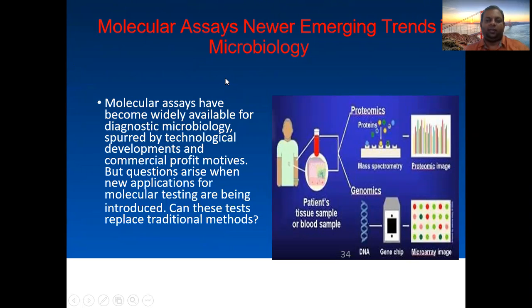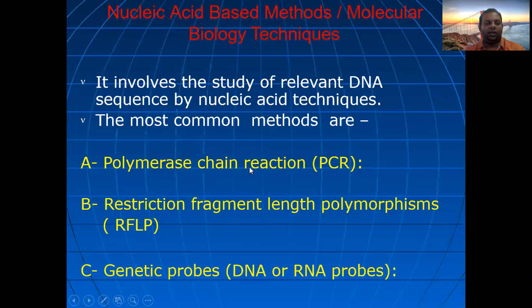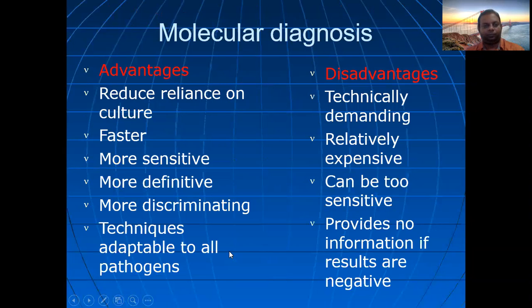About the molecular assays, there are again different molecular assays. It goes with DNA or RNA detection. But nowadays proteomics, protein detection, is also there. Molecular assay is genomic. Proteomics has a lot of proteomic methods. Genomics means DNA: gene chips, microarrays, likewise DNA and PCR, PCR, restriction fragment length polymorphism, and genetic probes.